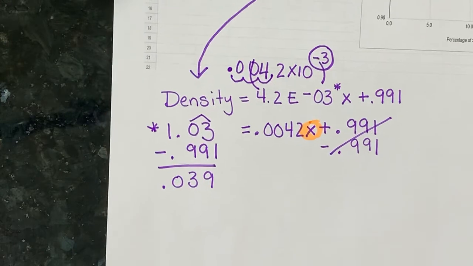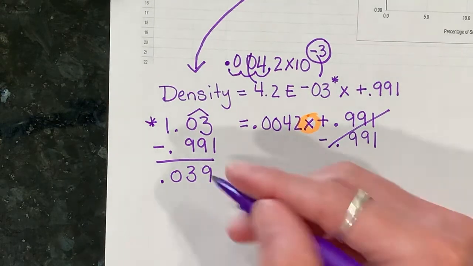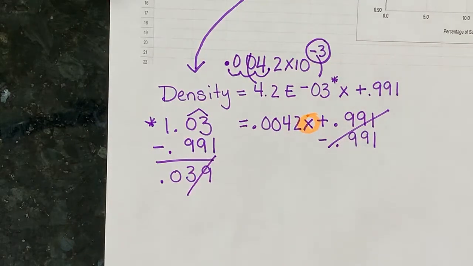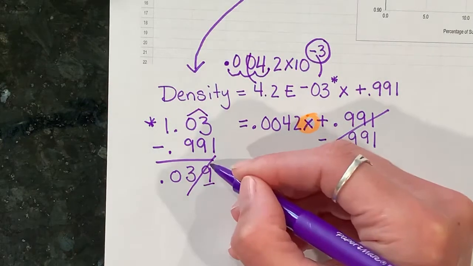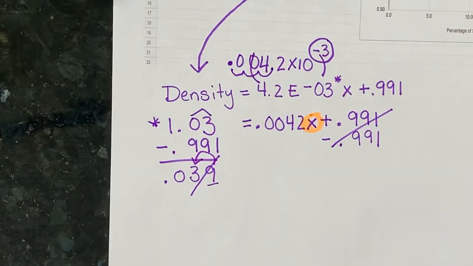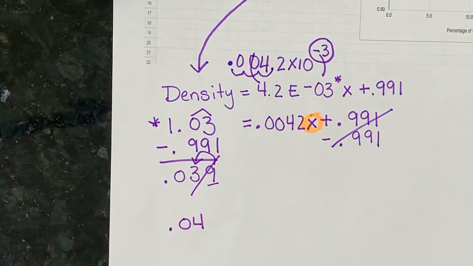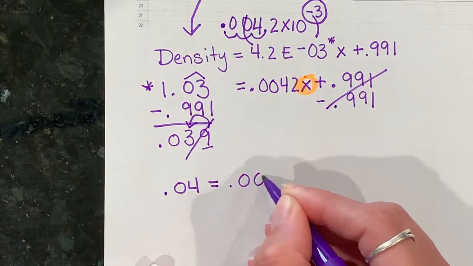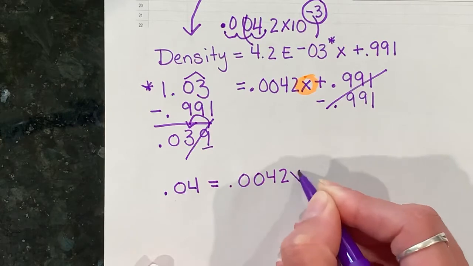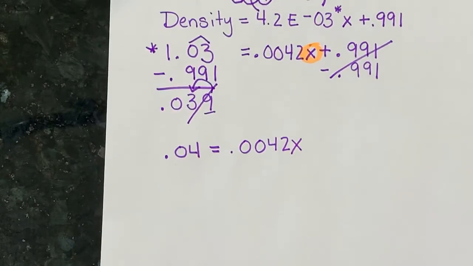Remember, addition and subtraction is numbers, not sig figs. 1, 2, I cut that off there. Because the 9 is greater than 5, I'm going to round up. So this becomes 0.04. So 0.04 is equal to 0.0042x. I still need to get x by itself.